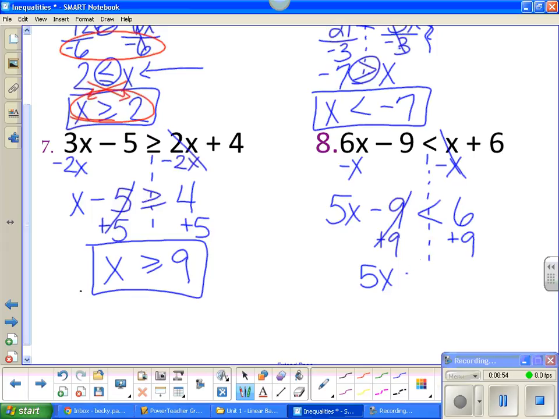So 5x, and that's a 15. Divide by 5. No flipping needed because that's a positive 5. And my x is on the left-hand side, so I don't have to flip it at all.